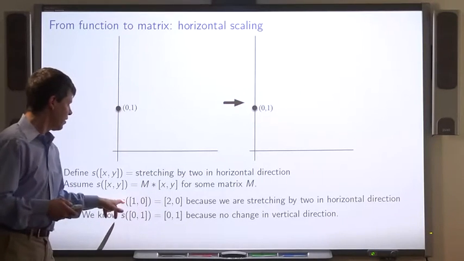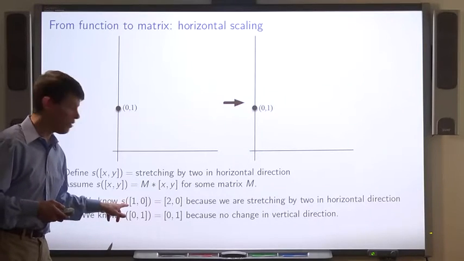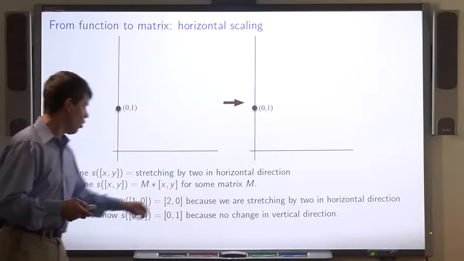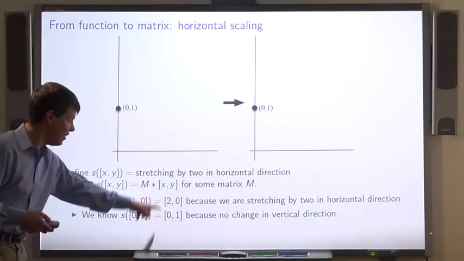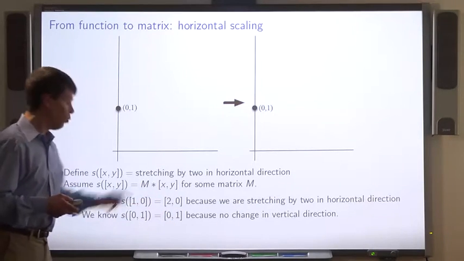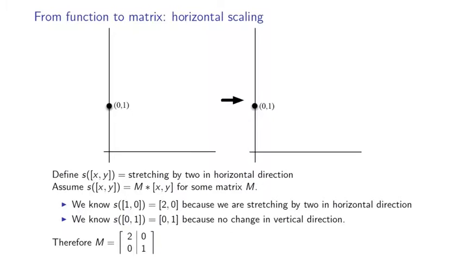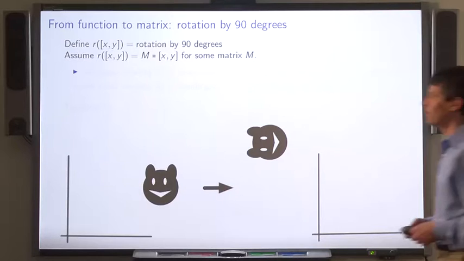So we know S applied to the first standard generator is 2, 0. And we know S applied to the second standard generator is 0, 1. So we take these two vectors and we build a matrix with those as its columns. That's the matrix M, with 2, 0 as its first column and 0, 1 as its second column.